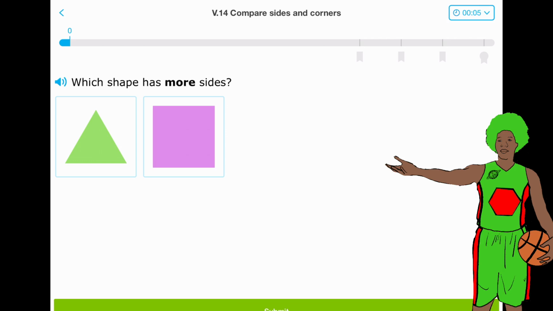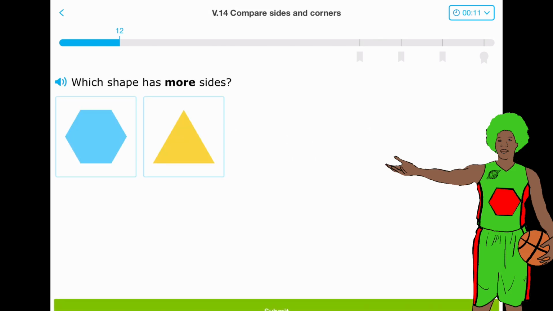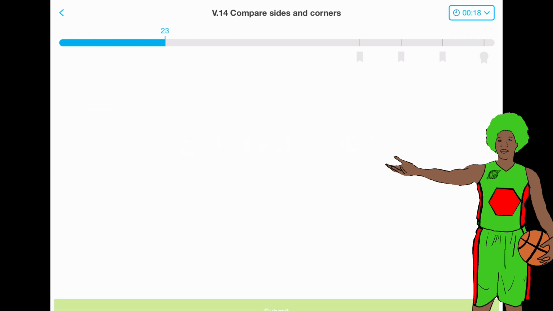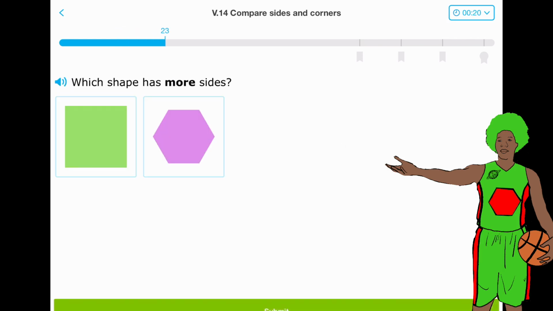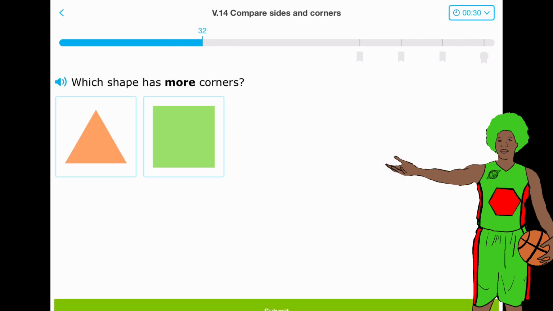Which shape has more sides? The square. Yes, the square. Okay. Which shape has more sides? The blue one. As you could see, you could just look at them and see. We're going to go a little faster so we could catch up. Which shape has more sides? Boom, purple. Hexagon. It has 6.